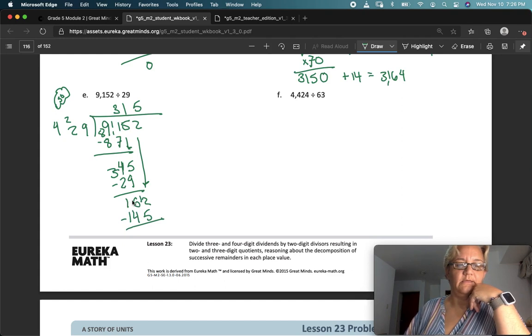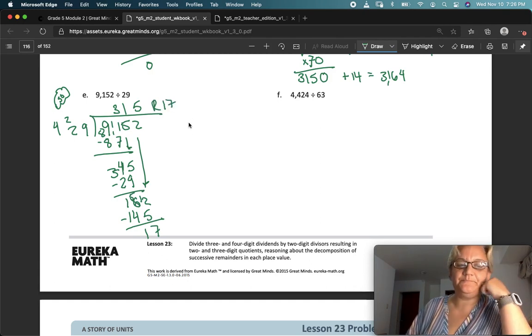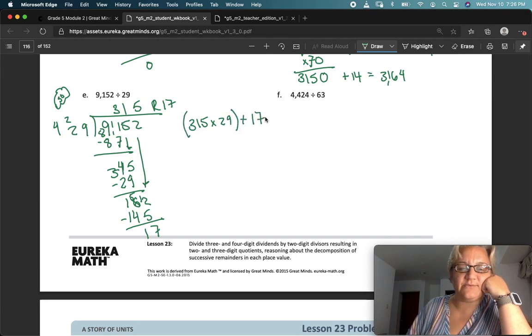Okay. Turn that into a 5. And 12 minus 5 is 7. 5 minus 4 is 1. Remainder 17. Now I check my work. 315 times 29. I'm multiplying the quotient times the divisor, then adding the remainder to get our dividend. So 315 times 29.